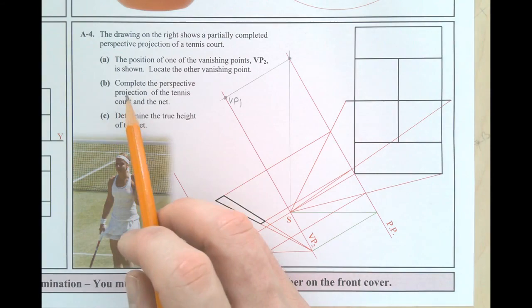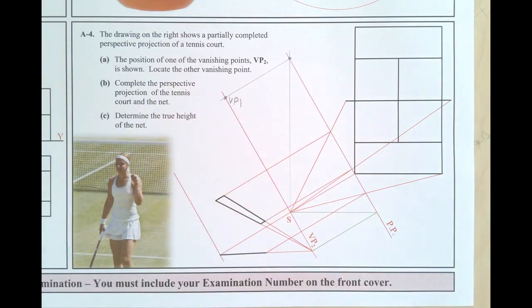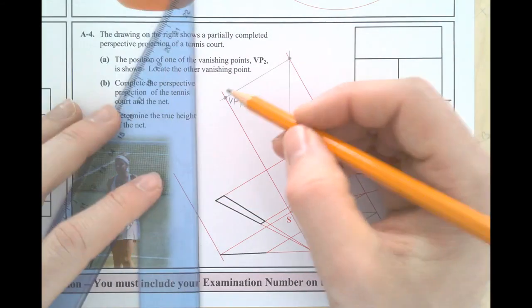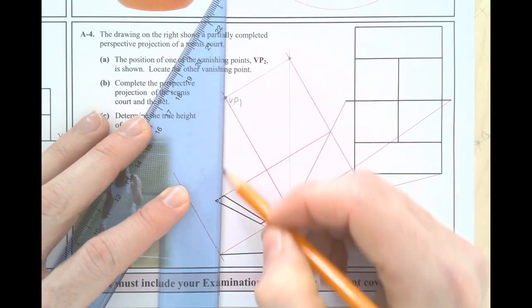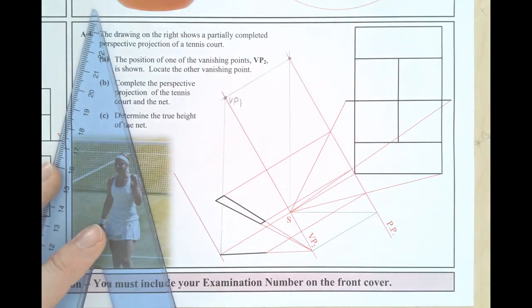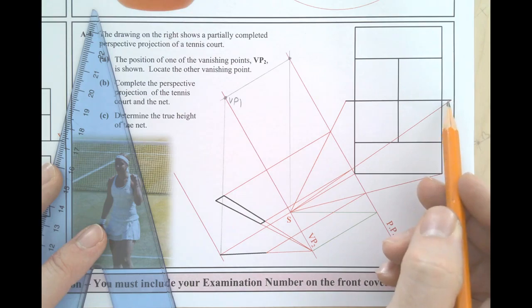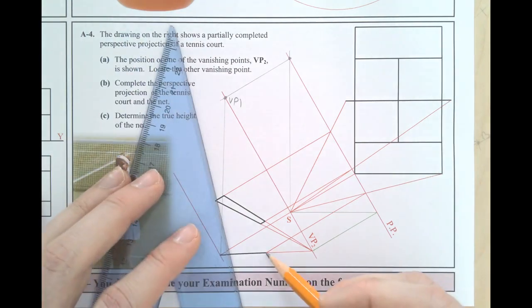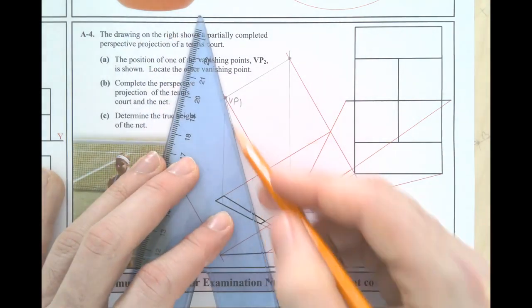Part B, complete the perspective projection of the tennis court and net. Okay, so once we have VP1, I can join back the side there to that point. I see the net goes out past the sides of the tennis court a little bit, so I can bring that one there back as well.